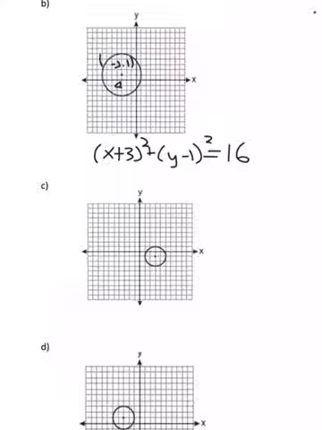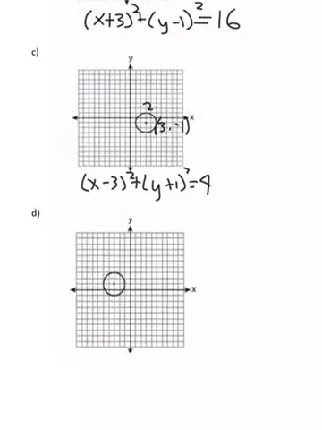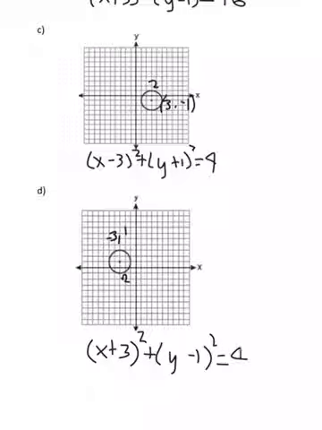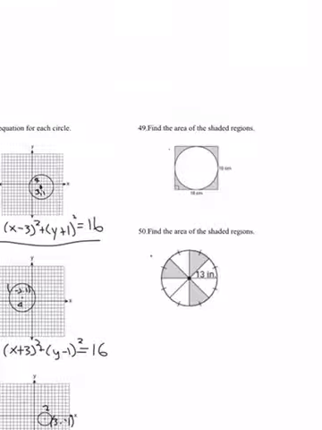Here we have a center at 3, -1, and a very small radius of 2. So you get x minus 3 squared plus y plus 1 squared equals 4. And then last but not least, -3, 1, radius of 2, x plus 3 squared plus y minus 1 squared equals 4. And there you go. Writing equations of circles.